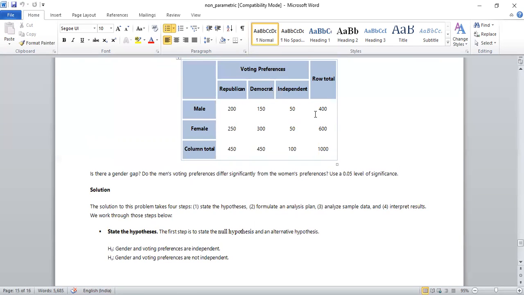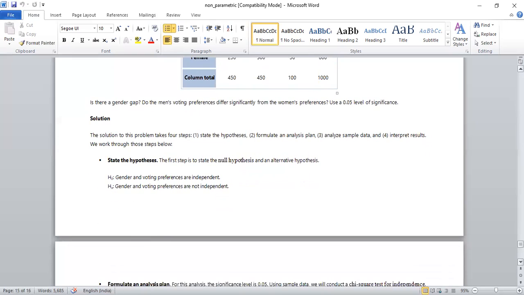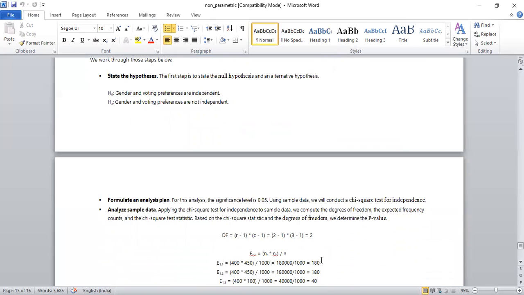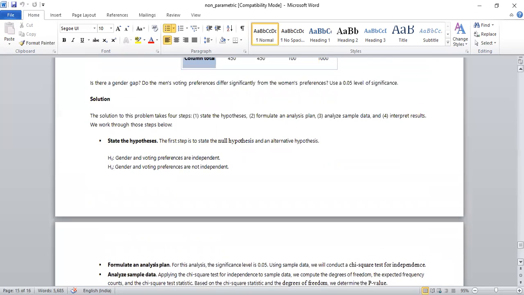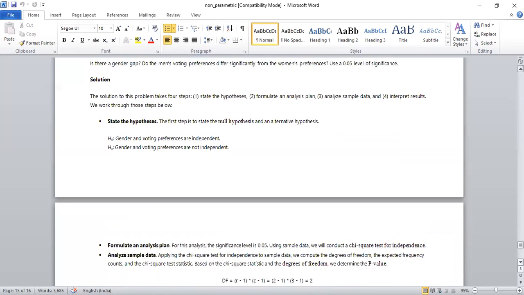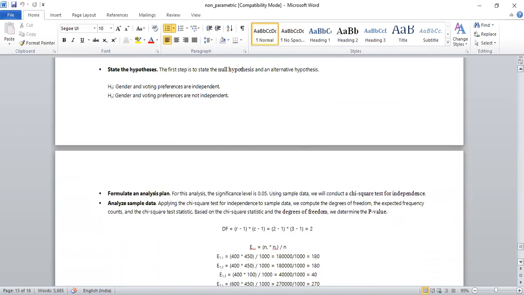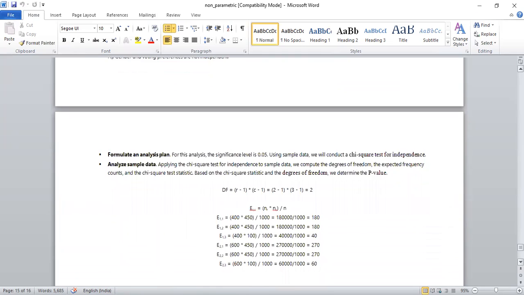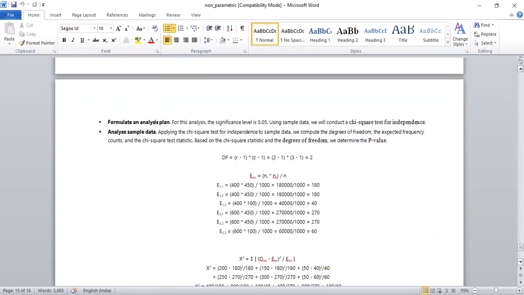So 400 into 450 by the total sample size, that is 1000. Look, this is your total, 1000. Now, in this way, we move on: E12, E13, E21, E22, E23. This way you have to move on.